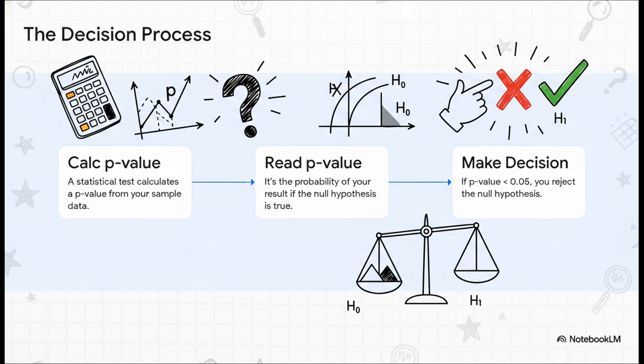Once that rule is set, the decision process is actually super simple. First, your statistical test crunches your data and spits out one number, a p-value. Now that p-value is everything. It's the probability that you would get results like yours if the null hypothesis of no effect were actually true. So if that probability is really, really small, less than our 0.05 line in the sand, we say, wow, that's too unlikely to be chance. We reject the null hypothesis and say our result is statistically significant.